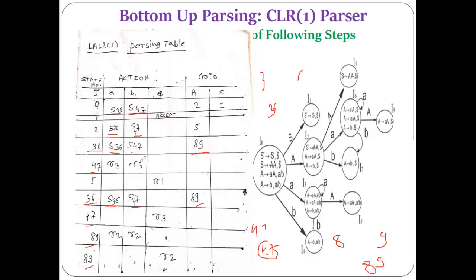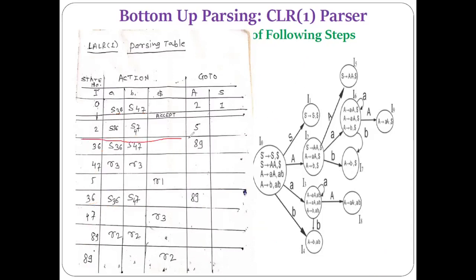Wherever you see the 3 and 6 separately, you have to write there 3-6, in the states, in the action part as well as in the go-to part. So that is all we have done. Then what is the next thing we have to do? The next thing we have to do is the merging.